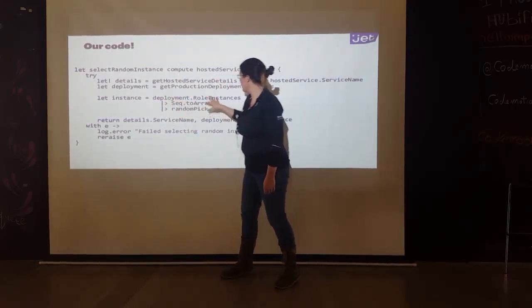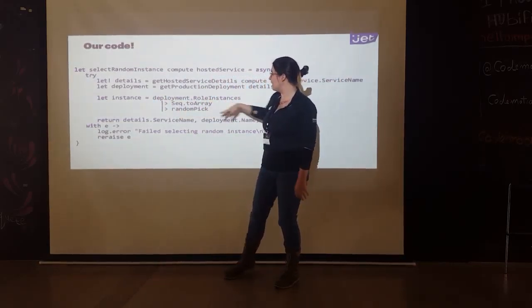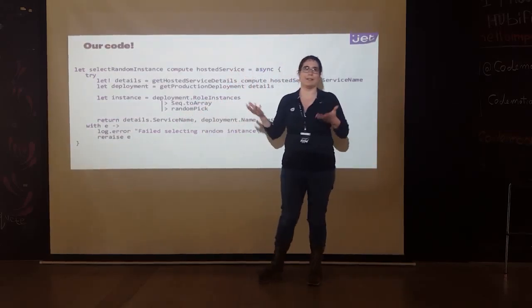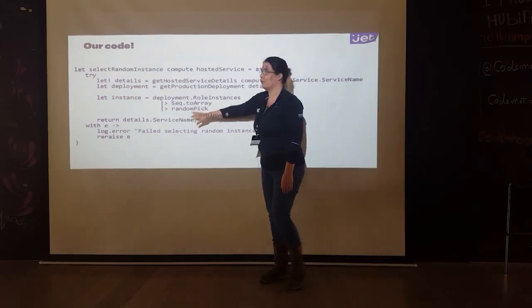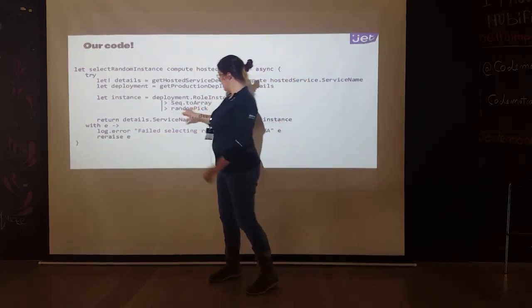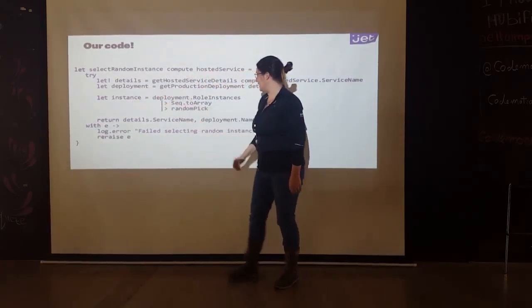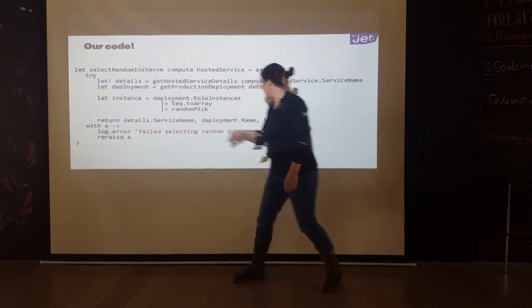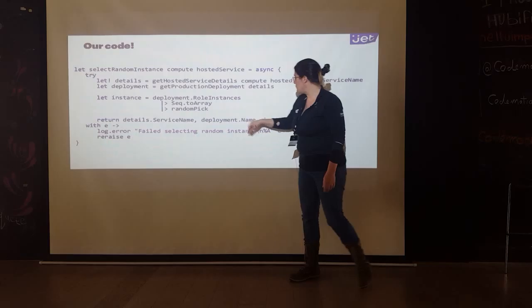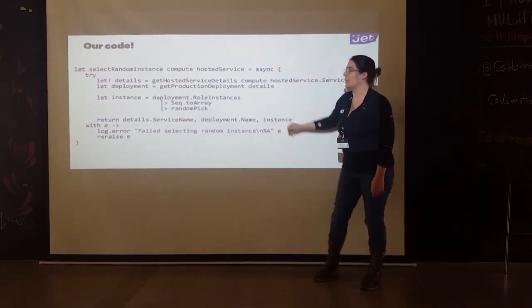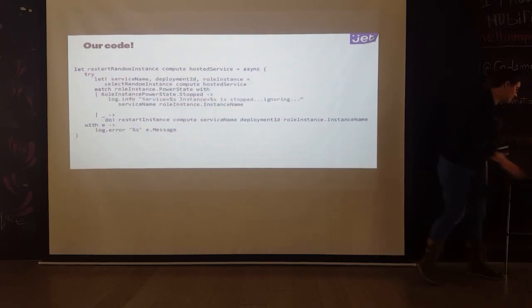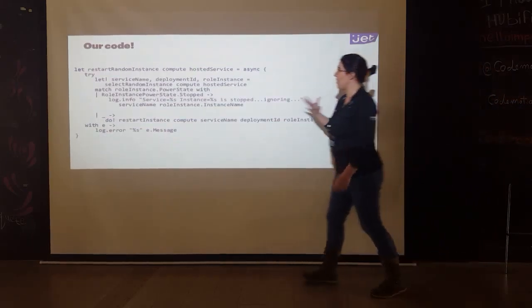And then we use that to grab a list of the role instances, put those in an array, and do a random pick, which is exactly what it sounds like. I wasn't going to show you guys that code. But we'll randomly choose one of these instances. And then it'll return the service name, the deployment information, and that actual instance. So selecting the random instance is a pretty easy thing.